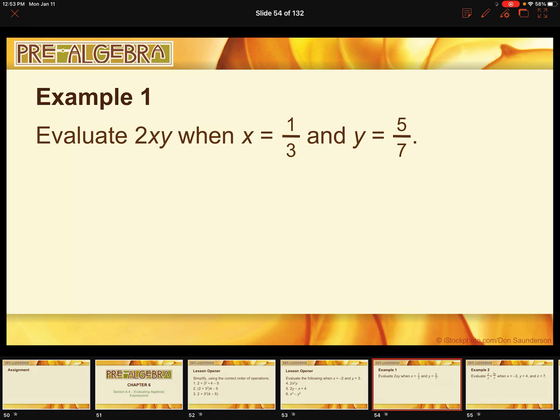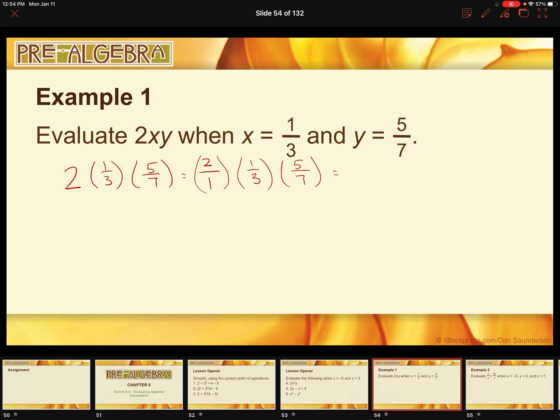So we're going to continue evaluating, which means they're going to give us what x and y equals. This time they're going to be fractions, a little different than they've been before. We're going to plug them in to solve. Evaluate 2xy when x is 1/3 and y is 5/7. 2 times 1/3 times 5/7. I'm going to place the 2 over 1 so that I can multiply straight across with my fractions.